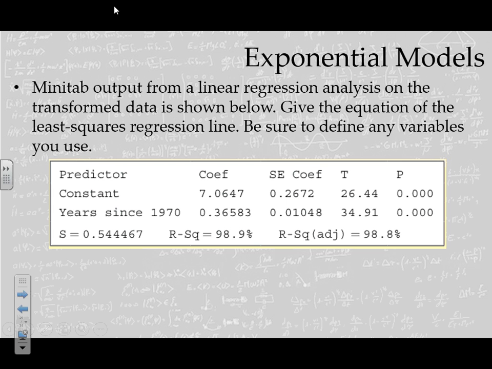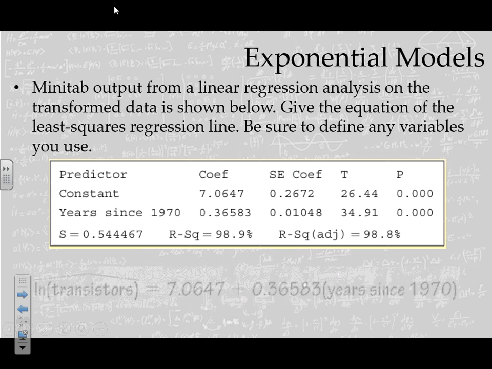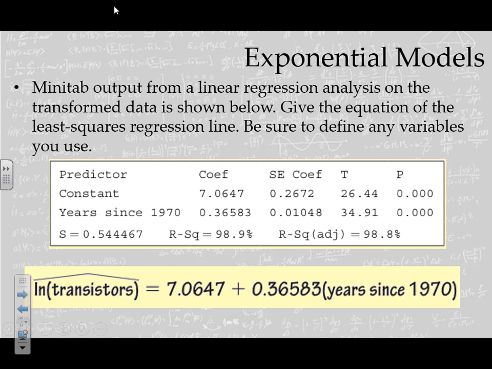So note, since this was an exponential model, in the equation we took the natural log of y. So we have the predicted natural log of the number of transistors is equal to y-intercept plus slope times years since 1970. So whatever model they chose to apply and whichever variable they chose to apply it to, you need to make sure your equation reflects that transformation.